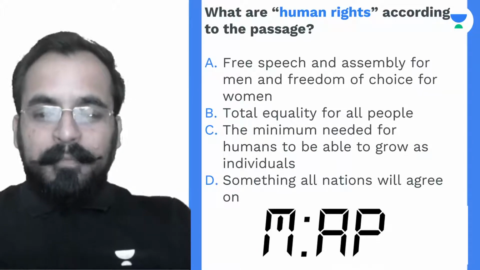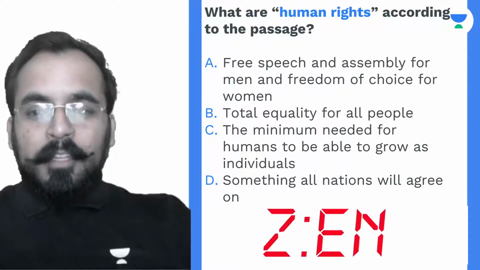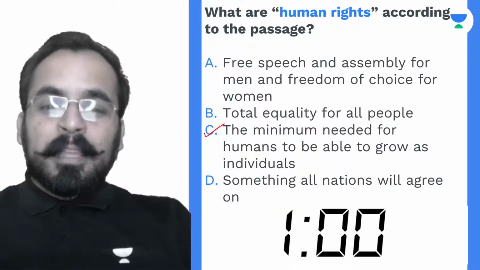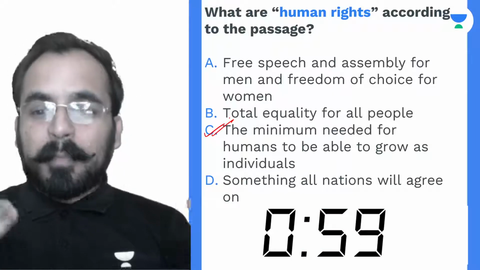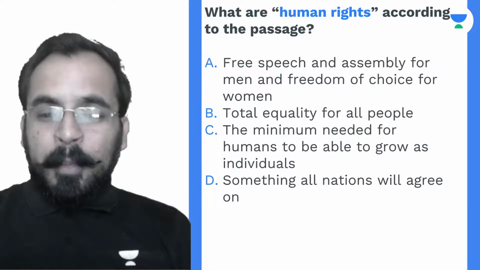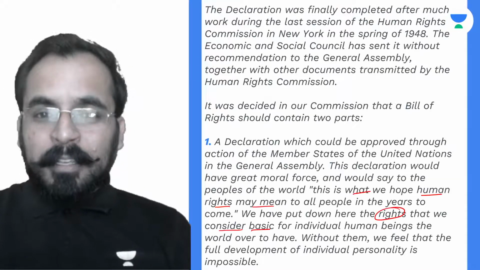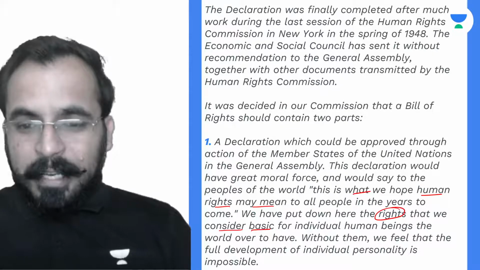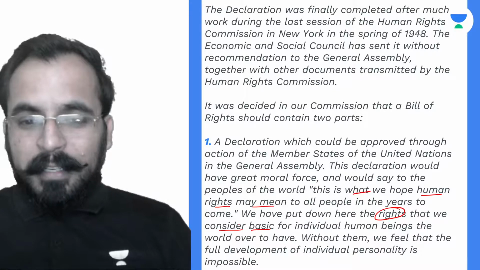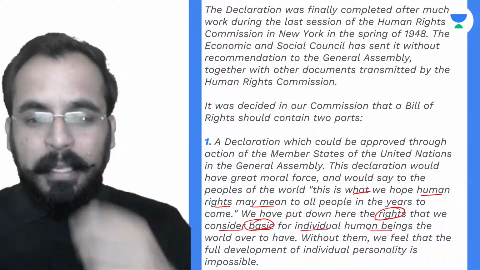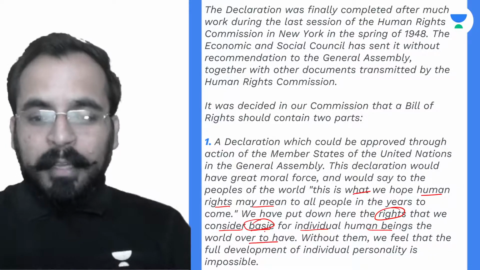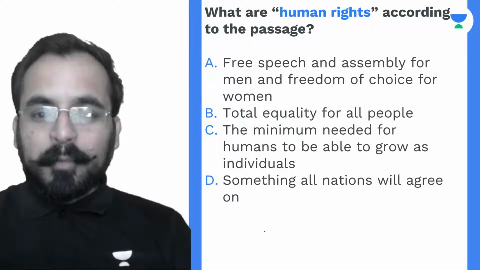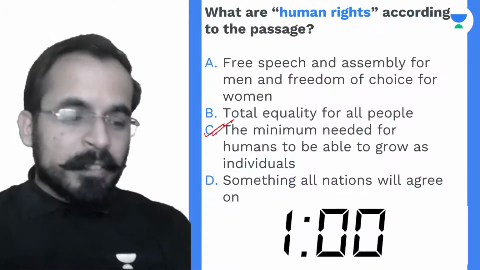Okay, stop everyone. So the correct answer for this is the minimum needed for humans to be able to grow as individuals. Why? Because here in this line you can see it says we have put down here the rights that we consider basic for individual human beings the world over to have. So that's the reason we would be going for option C.